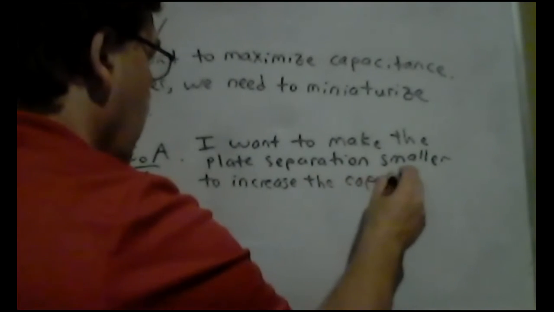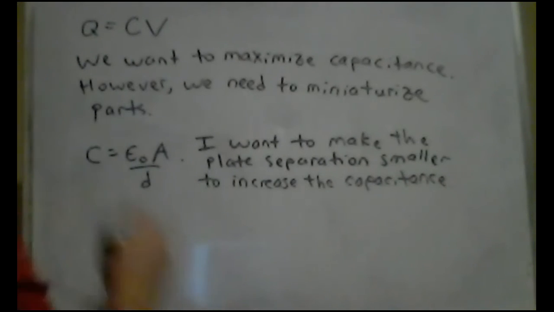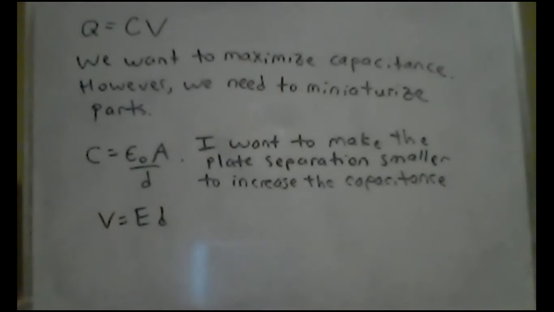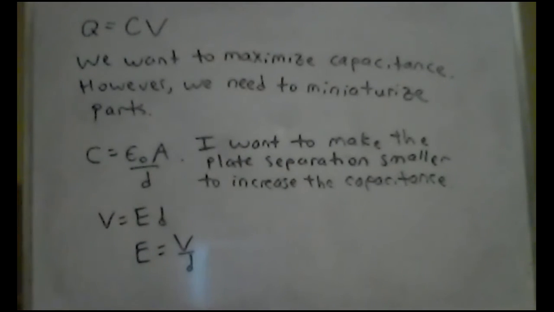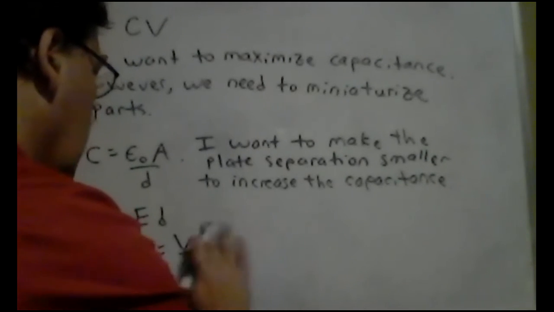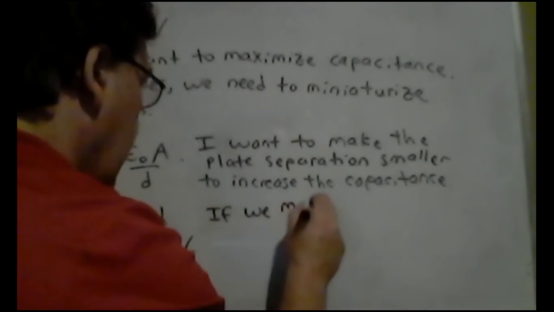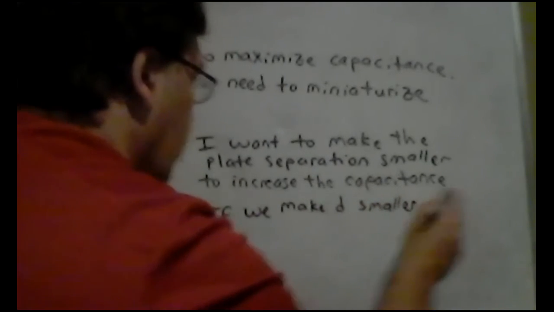But I have a problem. Remember, there's an electric field in between. And an electric field is what? The relation between the potential difference and electric field is V equals ED. So let's see. For a given voltage, that means electric field is V over D. So if I make the distance smaller, I make the electric field larger. So if the distance is too small, so we make D smaller, we make electric field E larger.